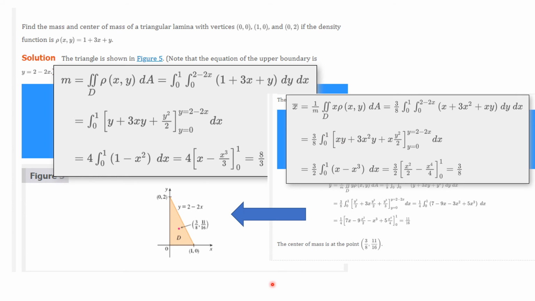Now y bar can be found in a similar fashion. We do the calculation down here for y bar, and we do the same thing with the 3 over 8, and we get 11 over 16. So the answer to this problem is that the center of mass is 3 over 8, comma 11 over 16. Make sure you can follow these calculations.